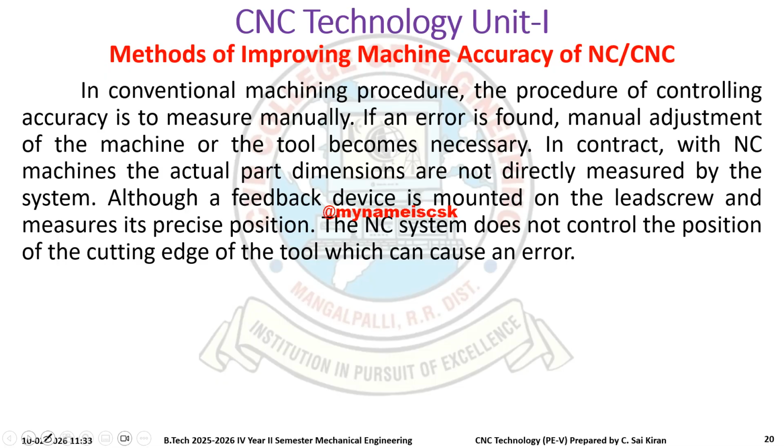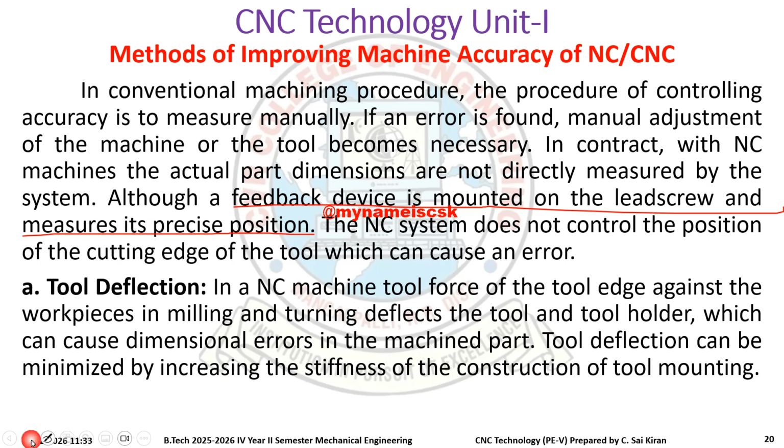Now, methods of improving the machining accuracy of NC or CNC machines. If you feel that some inaccuracies are there, then these are the things we have to follow in order to improve the accuracy. First, a feedback device. It is mounted on the lead screw and measures the precise position. So we compulsorily have to have feedback in order to improve the accuracy.